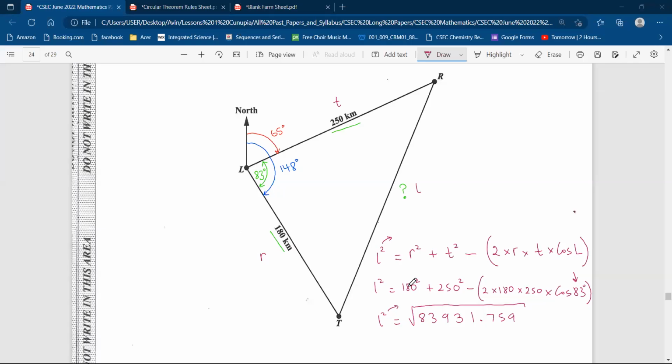Right, so when I work this out, I get this crazy number here. I throw across the square to get the square root. And my final answer is 289.71 kilometers. Oh, I put kilograms, sorry, kilometers.